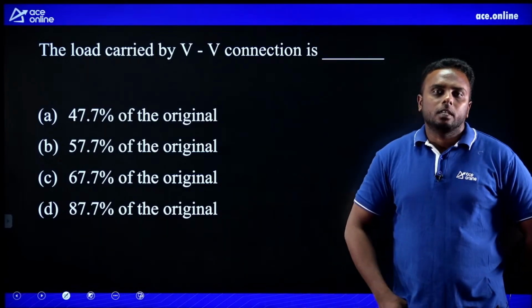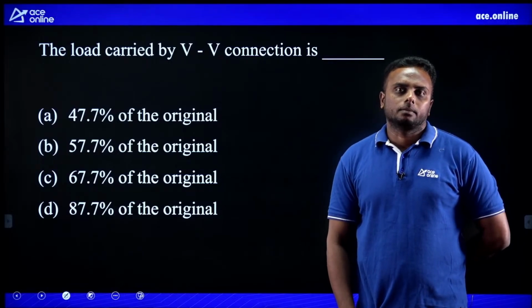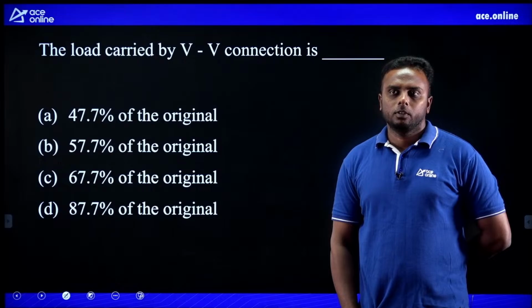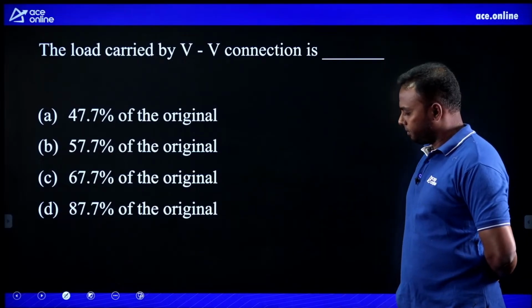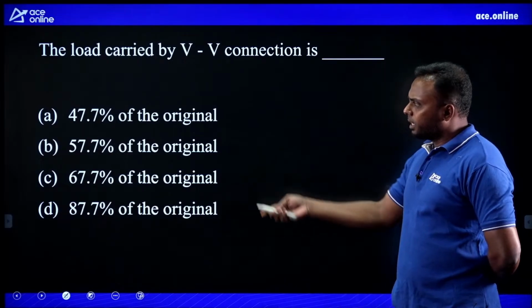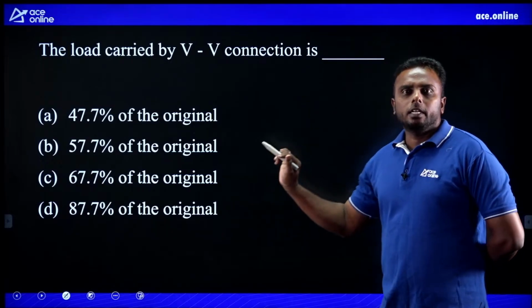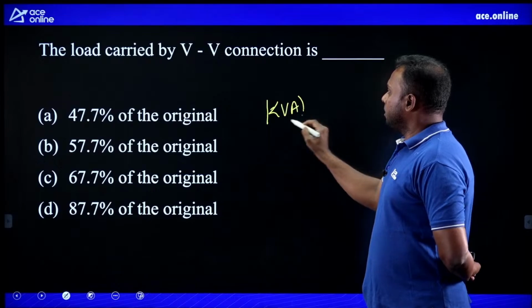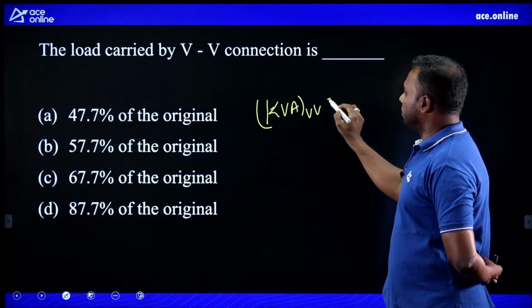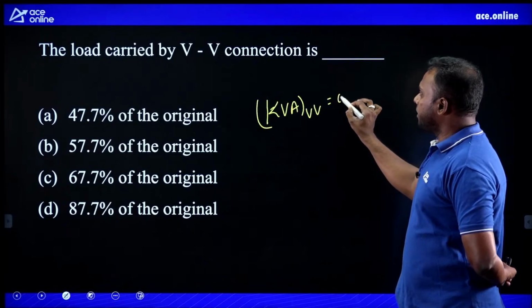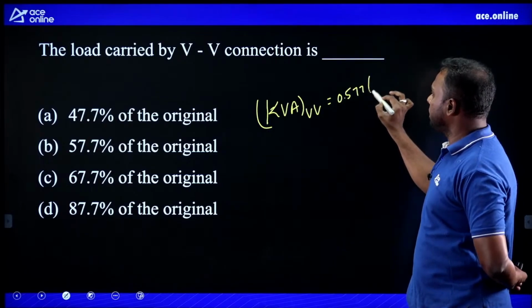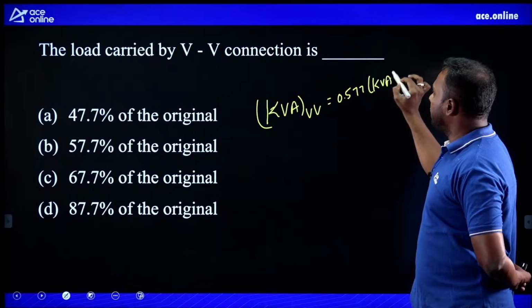Load carried by VV connection. VV connection is nothing but open delta connection. Load carried by VV connection is dash. Tell me directly, what is the KVA rating of open delta? KVA rating of open delta is equal to how much? 0.577, or 1 by root 3 times, it is 0.577 into KVA rating of delta delta.